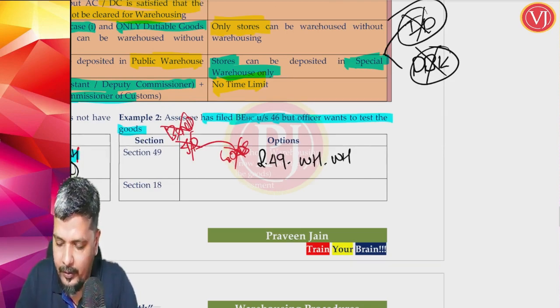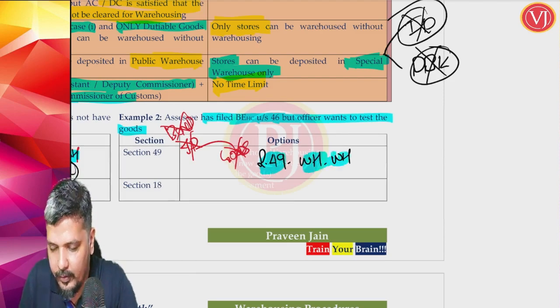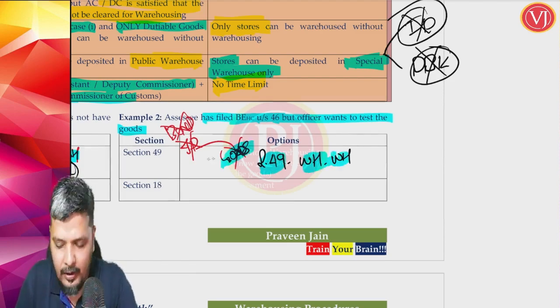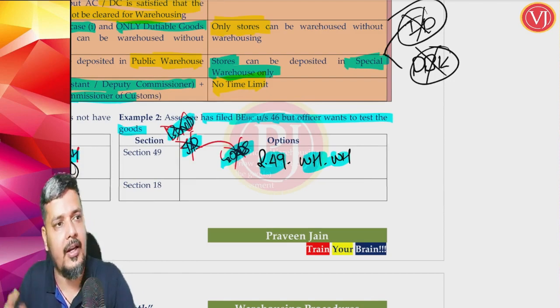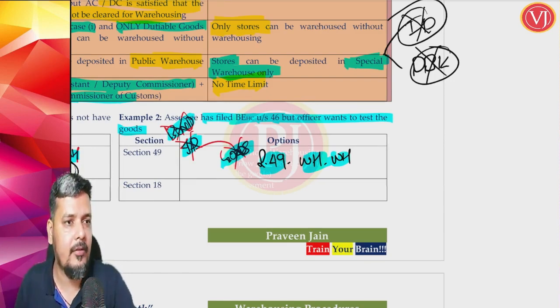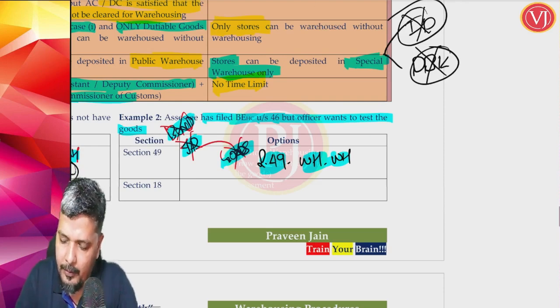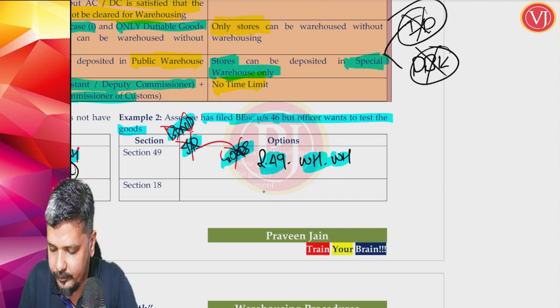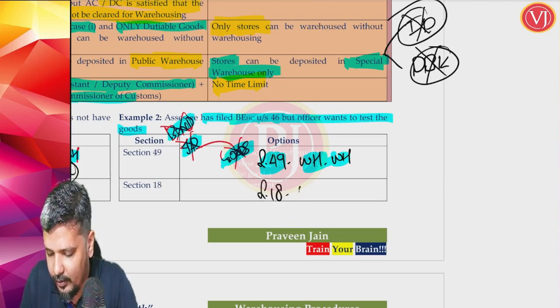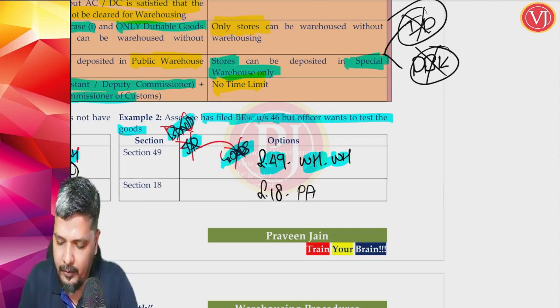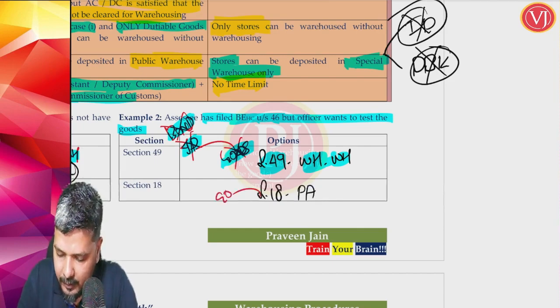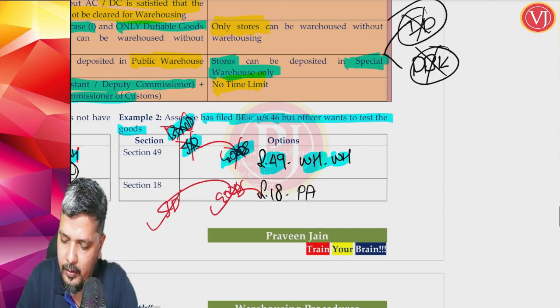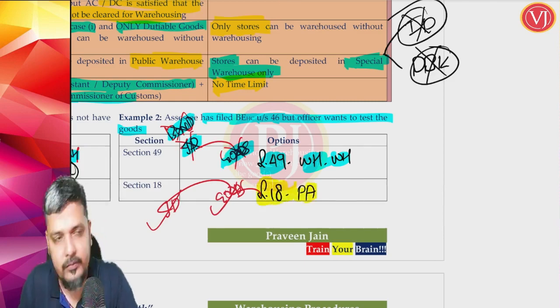So in warehousing without warehousing, goods will not be released, import duty will not be paid, and the goods are taken to the warehouse, but a bond is not required. There is a time limit of 30 days plus extension. Or if the importer says, no, I want the goods, then go for section 18, provisional assessment. If you go for provisional assessment, you will get the goods on payment of import duty.